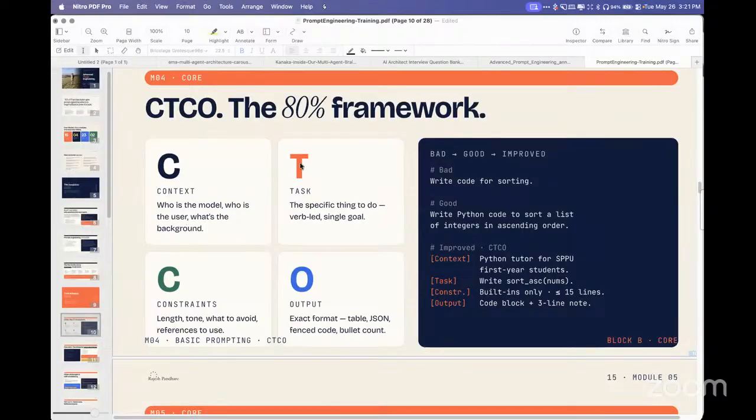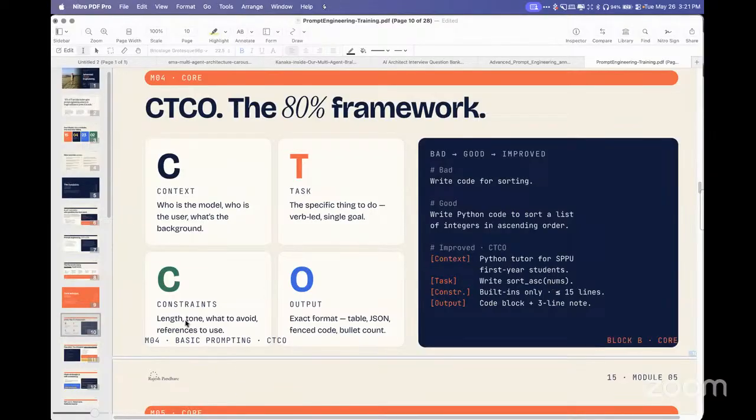Then task. Task is a specific thing which we need the LLM to do. So the task is like write, sort, or whatever exactly we want the LLM to perform; that comes under this task category.